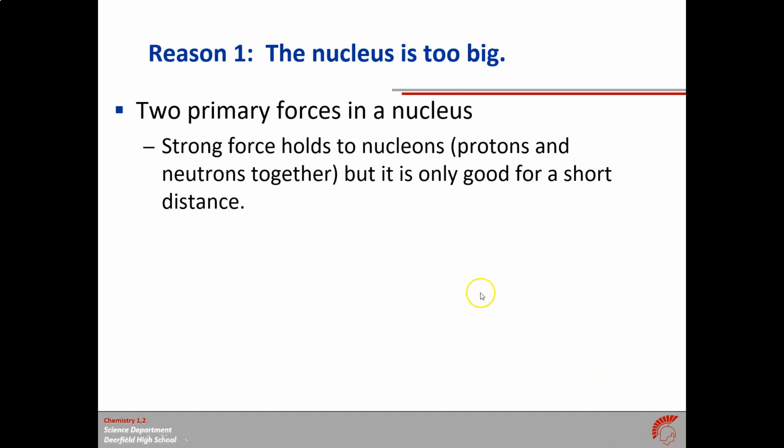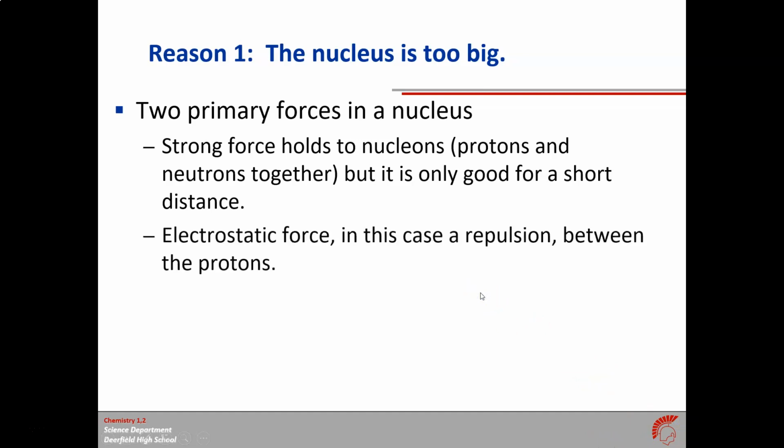That's one force. The other force is what we call an electrostatic force. An electrostatic force is really a force of charges. So you can have attraction between a positive and negative, or you can have repulsion between two like charges. In the case of the nucleus, there is a repulsive electrostatic force because protons are positively charged.